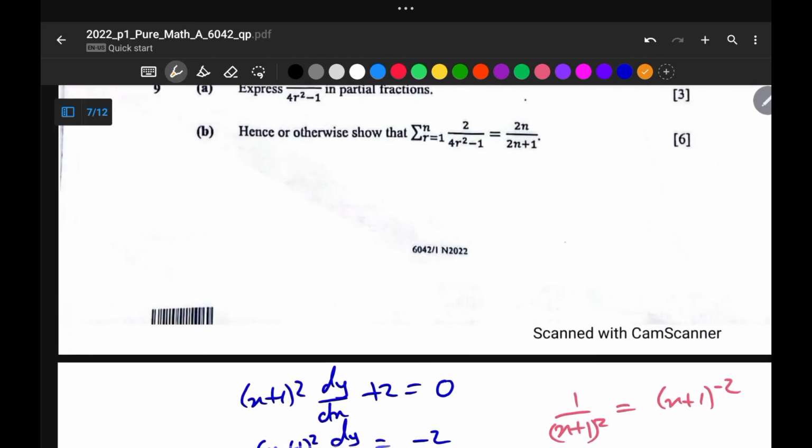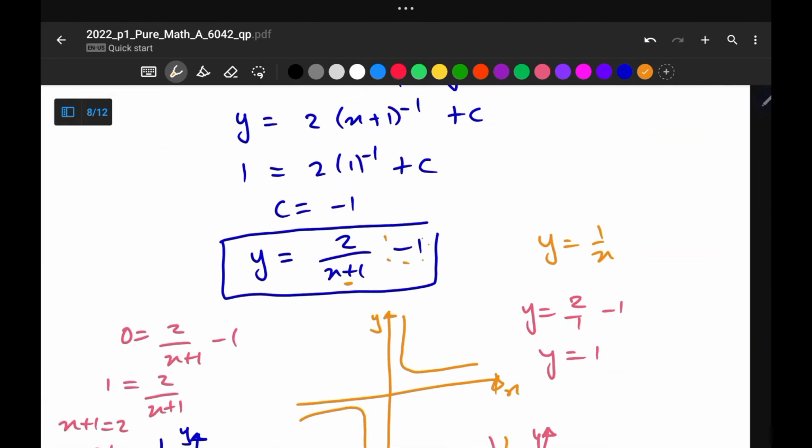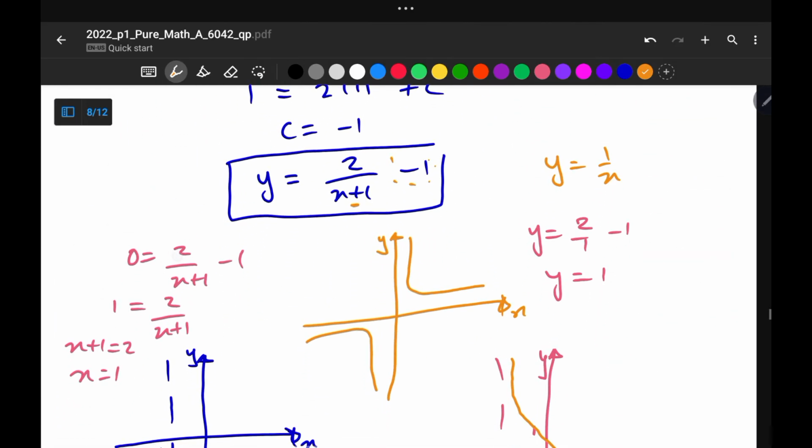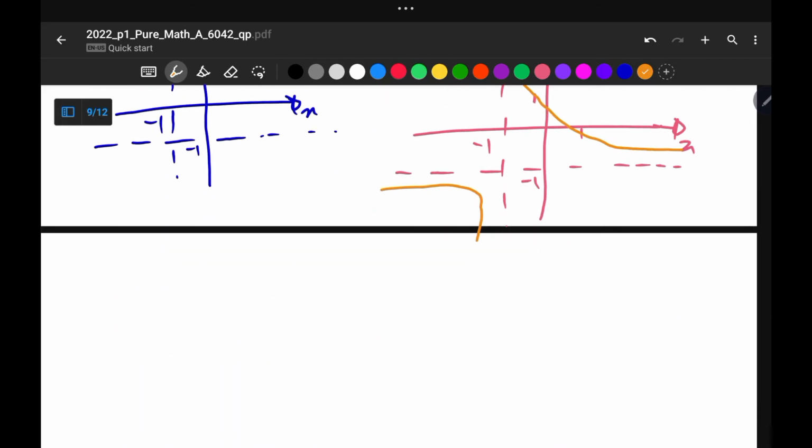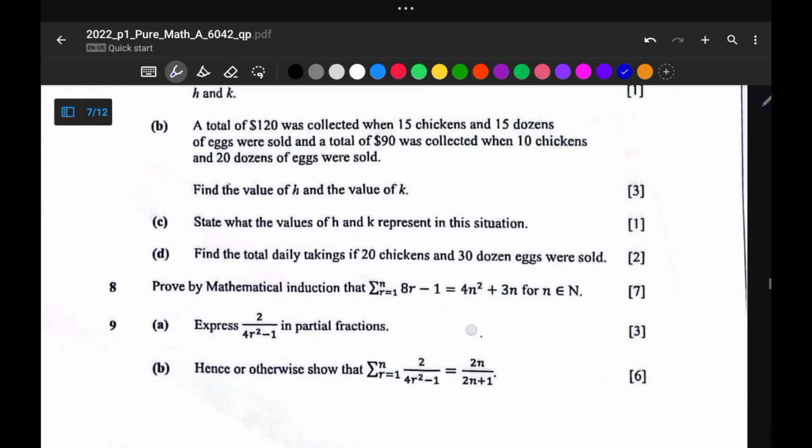Okay, so given that we are told that the total daily takings C partly varies as the number of chickens sold N, and partly varies as the number of dozens of eggs D sold, we can now say C is equal to KN plus HD. Okay, so this is our expression for C in terms of N, D, and the constants H and K. And let us move on to the next question.